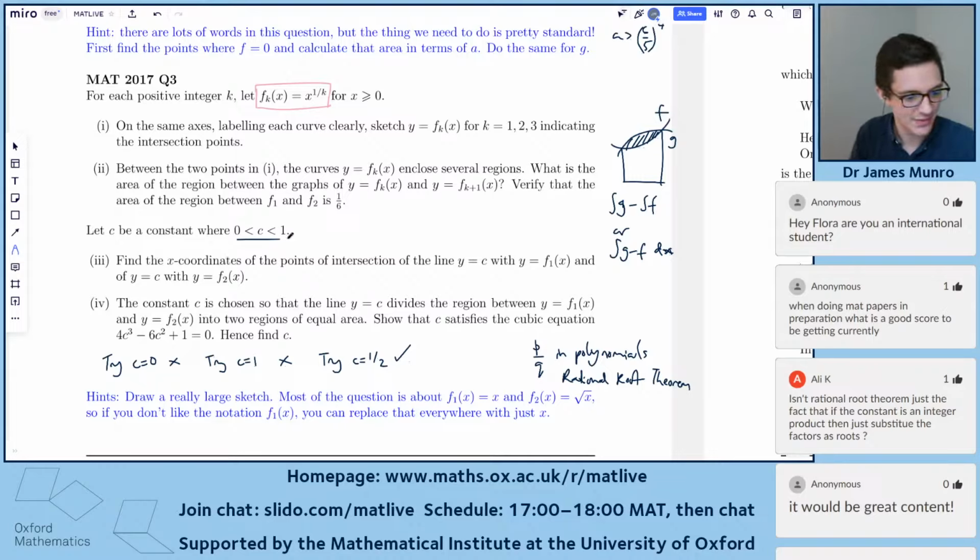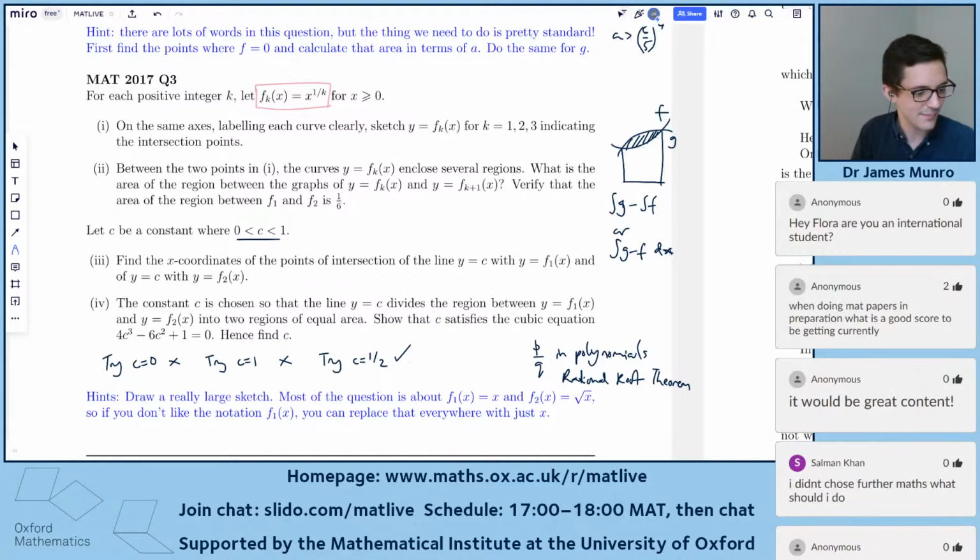Right, okay, good. Somebody would like to know if Flora is an international student. I am not. I live in northwest England. Not going to be more specific than that, just in case. Yeah. Please don't dox. I'm not going to tell from my address.